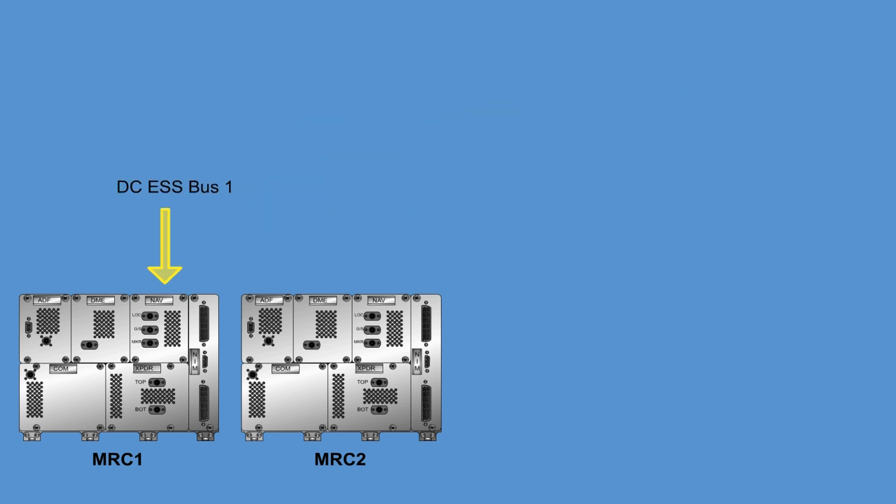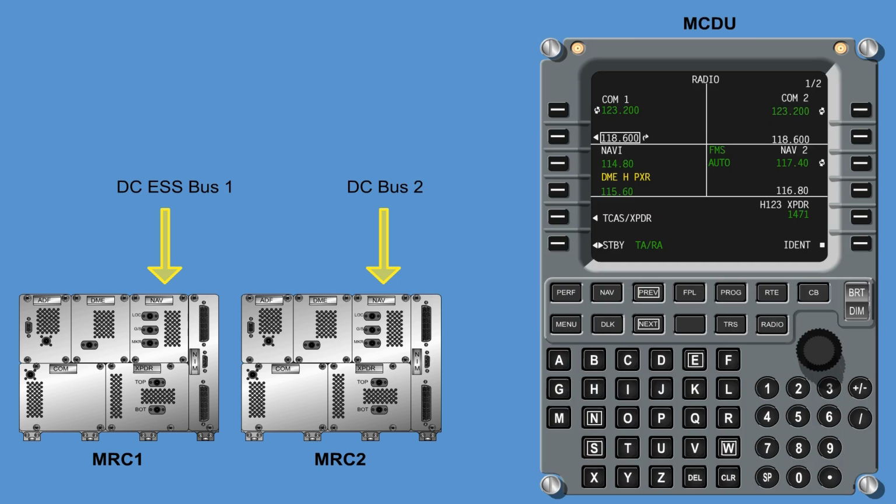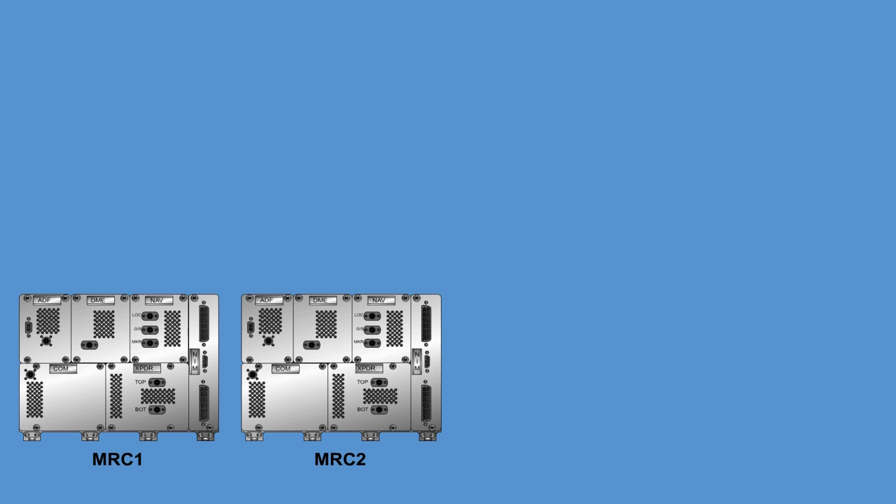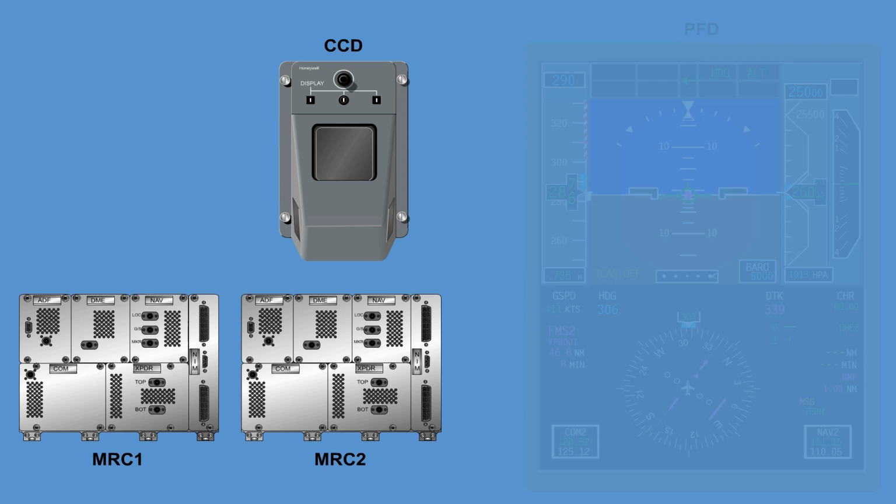The DC Essential Bus 1 powers the MRC-1, while the DC Bus 2 via SPDA-2 powers the MRC-2. The MCDU is the primary means of selecting and tuning the navigation radios. A secondary means of radio control is accomplished using the CCD and the PFD.